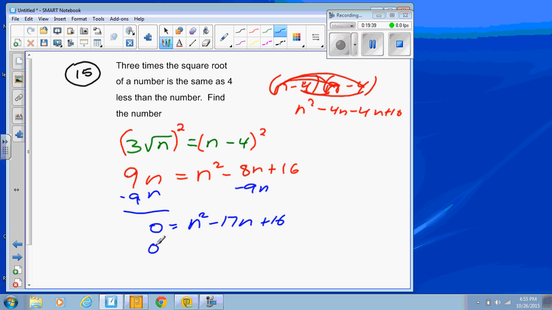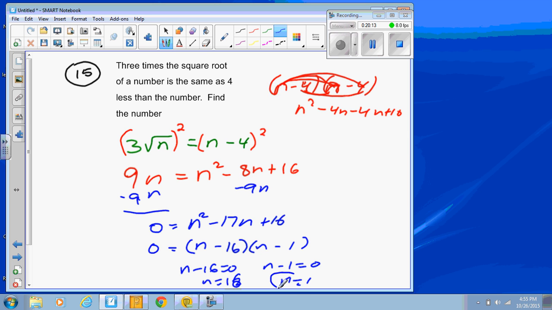To solve that, I'm going to factor this. I'm looking for numbers that multiply to 16 and add to 17. That's 16 plus 1, and they're both the same sign. Because they have to be the same sign to get a positive 16, I'm going to have negative 16 times negative 1. And so n minus 16 equals 0, n equals 16. N minus 1 equals 0, n equals 1.